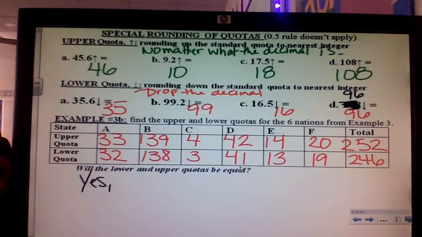If you don't have any decimals at all, then it just stays a whole number. Every one of your standard quotas is a whole number, so your upper and lower quotas are exactly the same. Okay, so this only happens when the standard quotas are whole numbers.